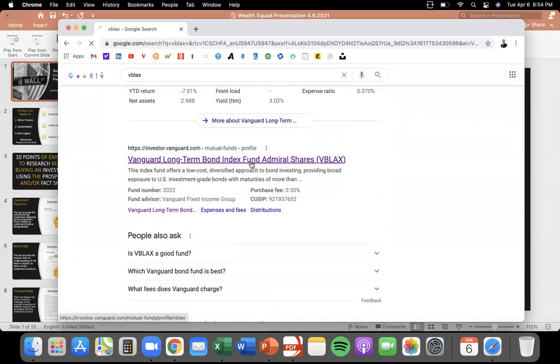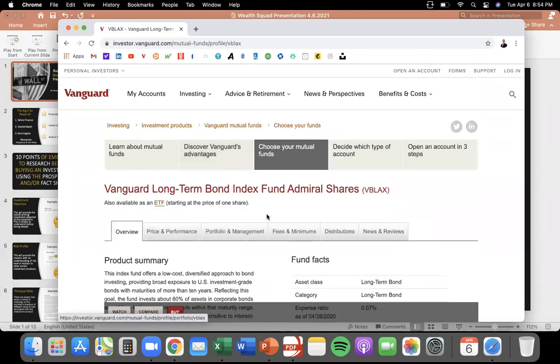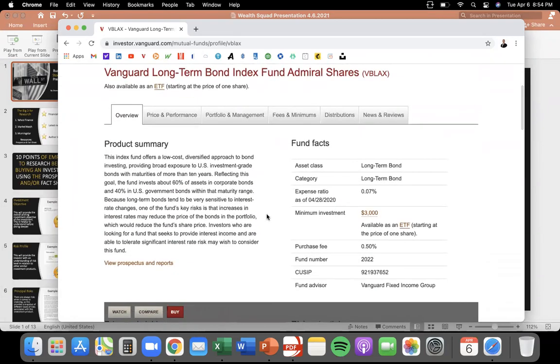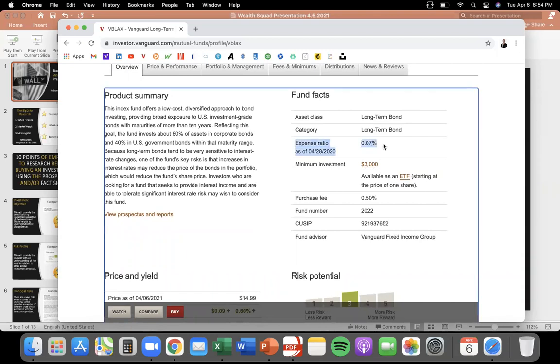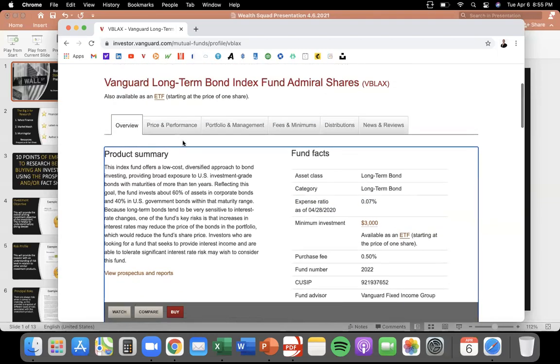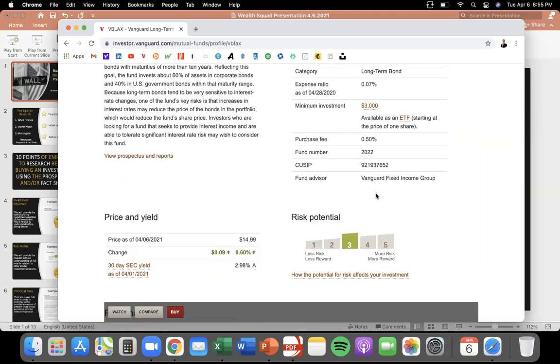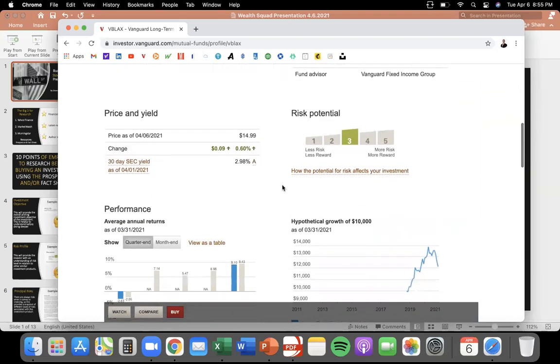So you click on this. And this is the fact sheet right here. You can actually see a lot of these screenshots I took of the fund facts, like the expense ratio right here at 0.7. Here's the product summary. You're going to find a lot of this stuff here. Here's that risk potential I was talking about.